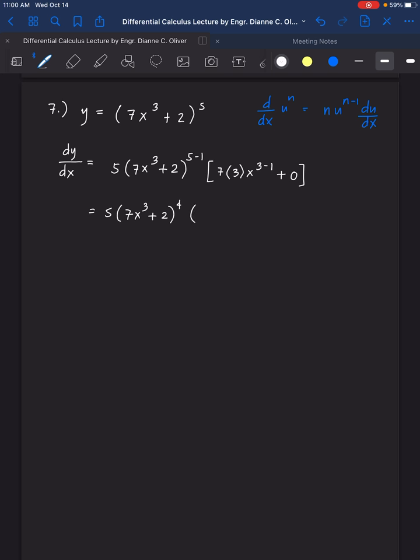Then we have here 21x squared. Next, simplify further. We have 5 times 21, 105. x squared. Then we have 7x raised to 3 plus 2 raised to 4. So that is the final answer. So that is for example number 7.